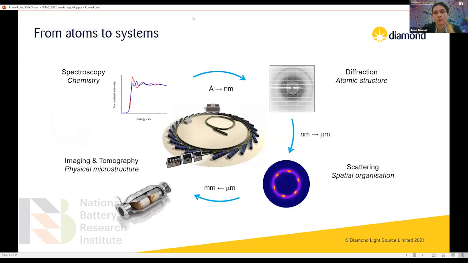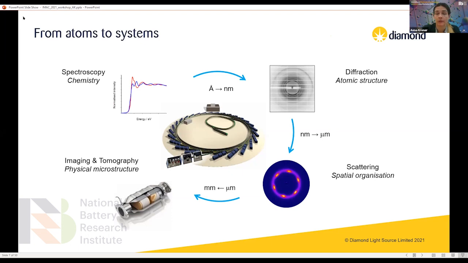So I'm going to focus only on 4 techniques, which are at the core of measurements to study materials. There are obviously quite a lot of other, specific techniques, and I would really need much more time to cover everything. So I will just focus on spectroscopy, diffraction, small angle X-ray scattering, and imaging. Each of these techniques provides different information, and there is also a nice overlap when we think about the length scale of the samples they study.